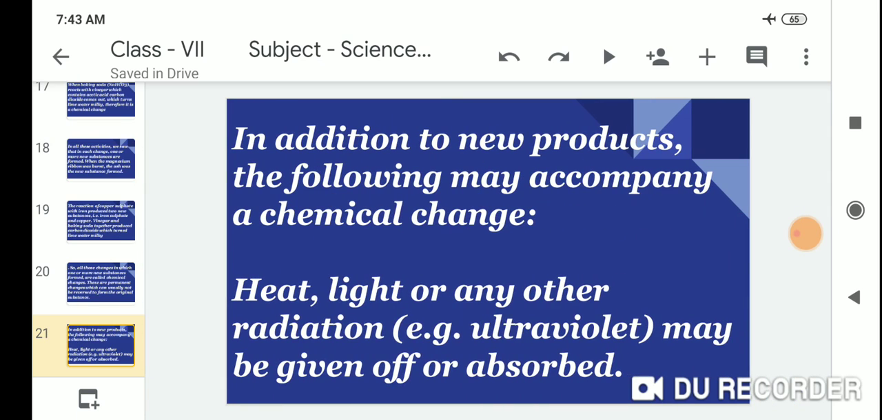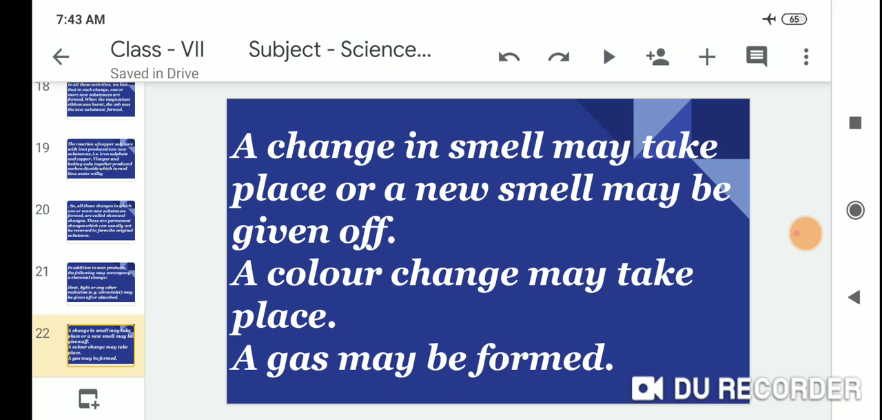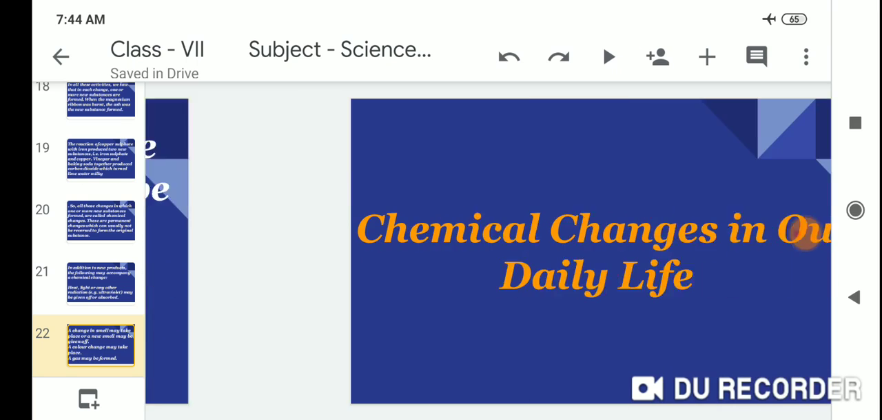In addition to the new product, the following may accompany a chemical change. Heat, light, or other radiations such as ultraviolet rays may be given off or observed. A change in smell may take place, or a new smell may be given off. A color change may take place, or a gas may be formed.